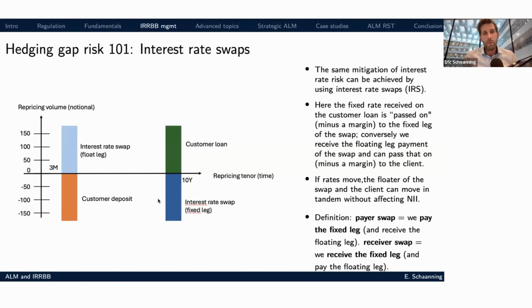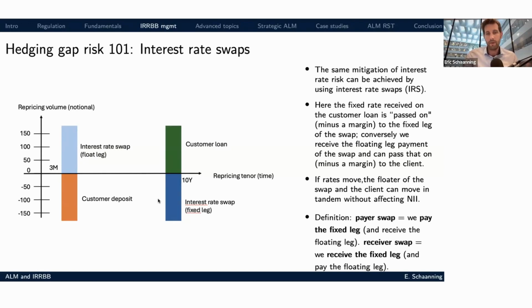And now if short rates move, so if the customer expects to get more payment on the deposit, that's fine, because actually we receive more on the floating leg of the interest rate swap. And so this moves in tandem.